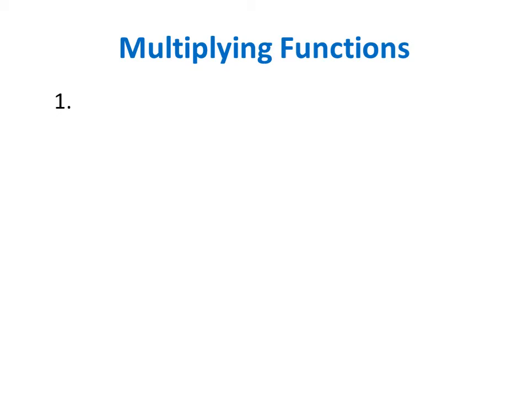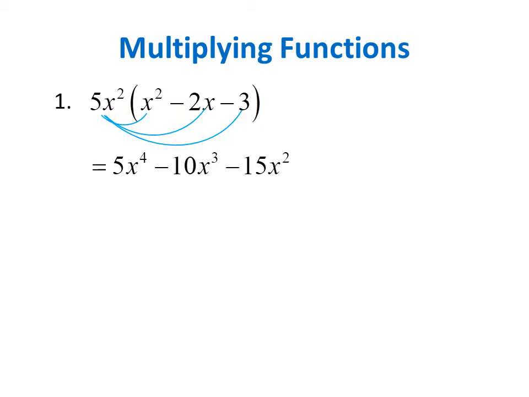Let's consider some problems in multiplying functions. First, let's say we have to multiply the function x squared minus 2x minus 3 by the monomial 5x squared. So we have to distribute the monomial to each term of the second function. Okay, so if we do that, we have 5x squared times x squared. So we have the number 5. Okay, to multiply the variables, we copy the variable x and add the exponent. So that is x to the 2 plus 2, that is 4.